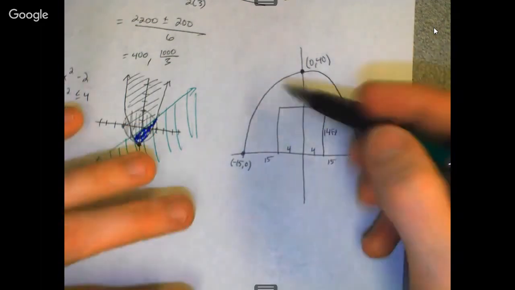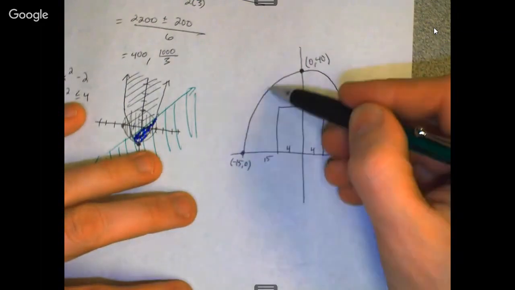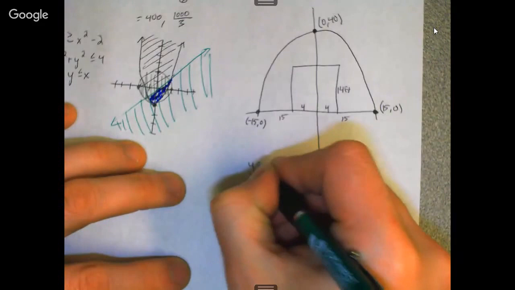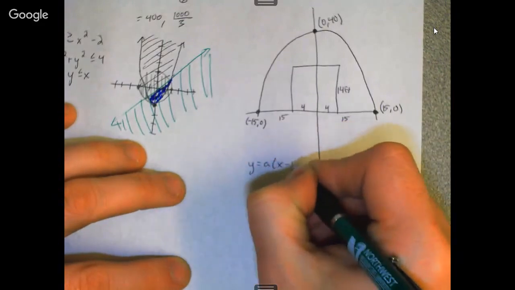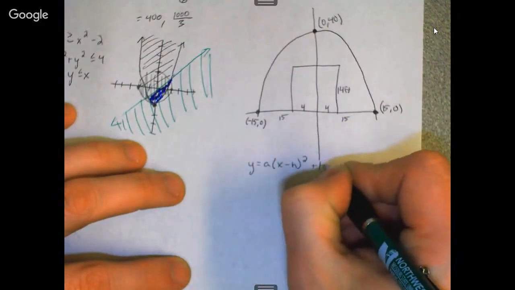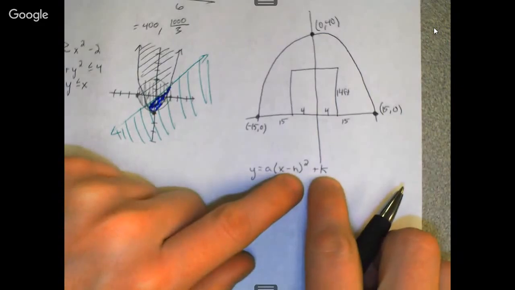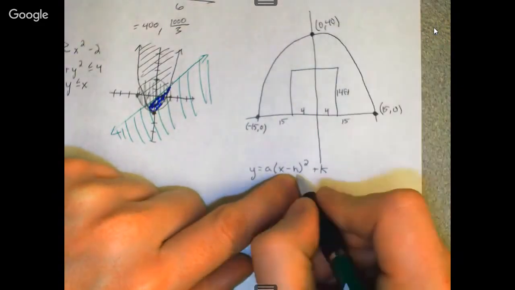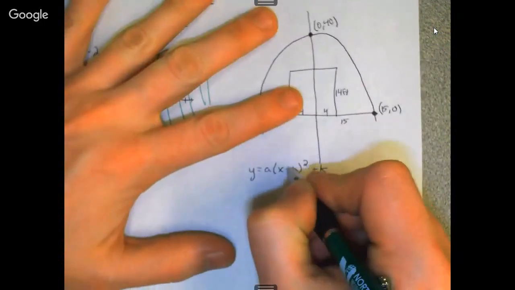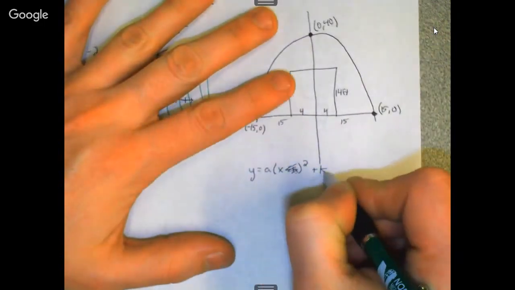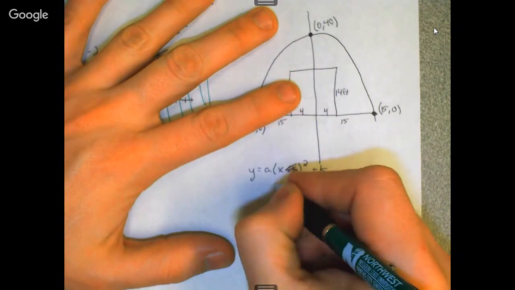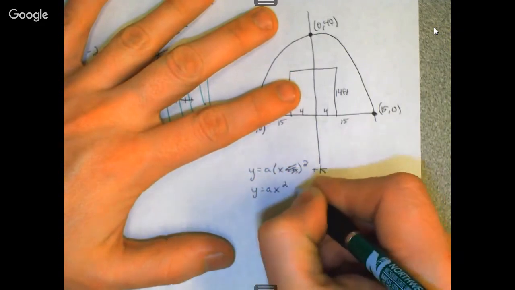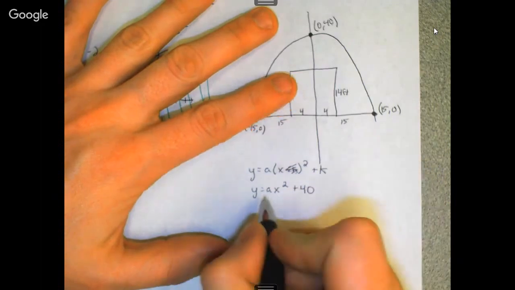Will it not? Well, the first thing I need to do is find the equation for this parabola. So parabolas are y equals a(x minus h) squared plus k. H and k are the vertex. Well, my vertex is 0, 40. So that's 0 on the h, so that goes away, and 40 on the k. So y equals ax squared plus 40. Now I need to know what a is.